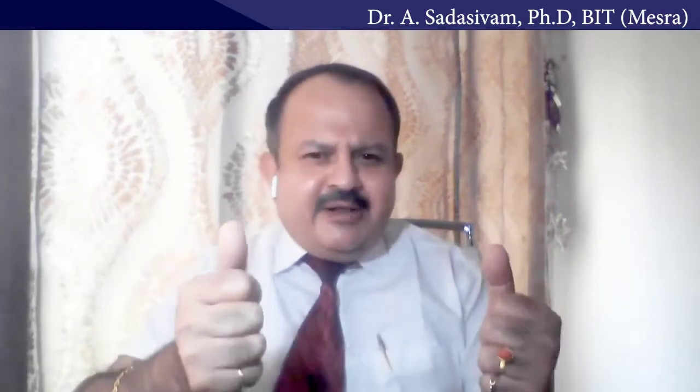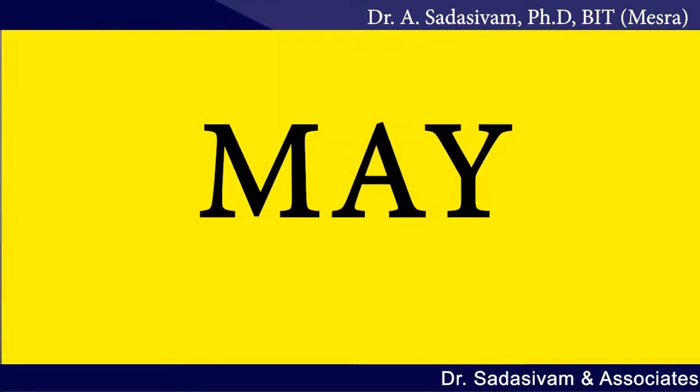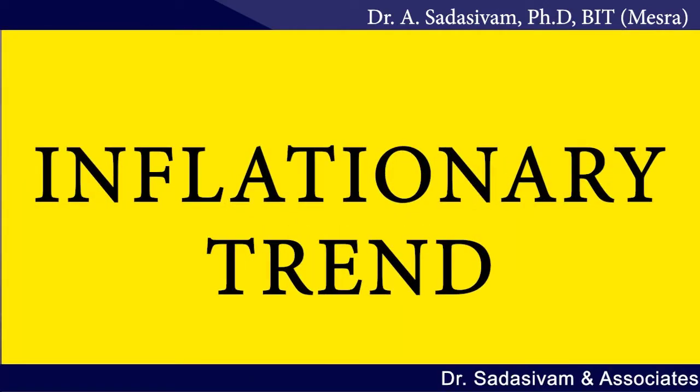Go to each of these places, check out the prices of these commodities, accumulate that, put that through a mathematical modeling tool, and then ultimately the inflation percentage is calculated. For example, in the month of May, that is last month, it was 6.3%. Now, is it inflation? Yes, of course. Compared to 4% in April, it has increased to 6.3 in the month of May. So obviously the prices have increased. So it is an inflationary trend.